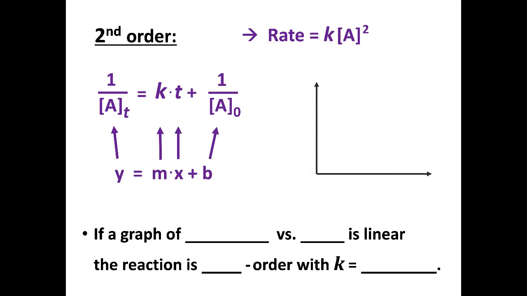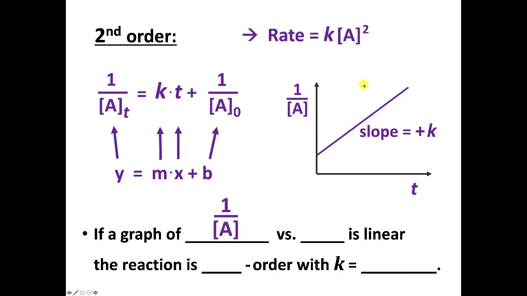So if we know we have a second order rate law, then we know if we graph 1 over concentration of A versus time, we'll get a straight line. This time it's sloping positively, and the slope of that straight line will be positive k. And of course, what this also means is if we have some time and concentration data and we don't know the rate law, if we graph 1 over concentration versus time and that turns out to be linear, then we know the reaction is second order, and we know that the rate constant will be whatever the slope is.